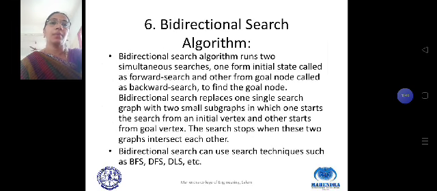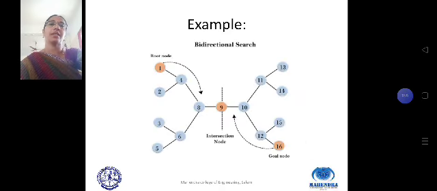So next one is the bidirectional search algorithm. Bidirectional search runs two simultaneous searches, one from the initial state called forward search and the other from the goal node called backward search. To find the goal node, bidirectional search replaces the single search graph with two small subgraphs, one starting from the start vertex and one from the goal vertex. This search stops when the two graphs intersect each other. Bidirectional search can use search techniques such as BFS, DFS and DLS.